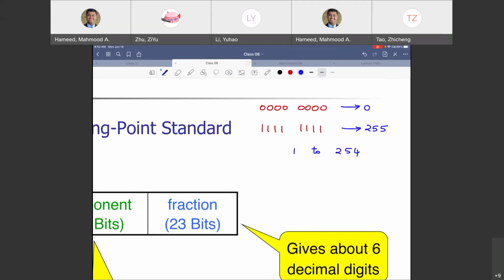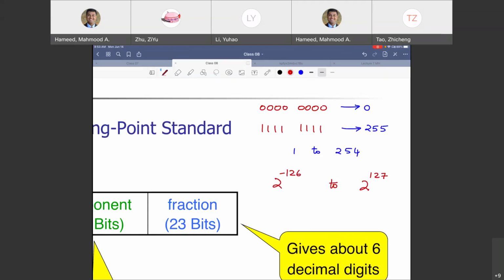Now 1 to 254 is what? These are all positive exponents, right? 2 raised to 10, 2 raised to 20, all the way up to 2 raised to 254. Well, you don't want all of them to be positive exponents. You may want negative exponents also, right? So if you want positive as well as negative, you split it in the middle. When you split it in the middle, you can have 127 on the negative side, 127 on the positive side. So that will give you the range of 2 raised to negative 126 to 2 raised to 127.